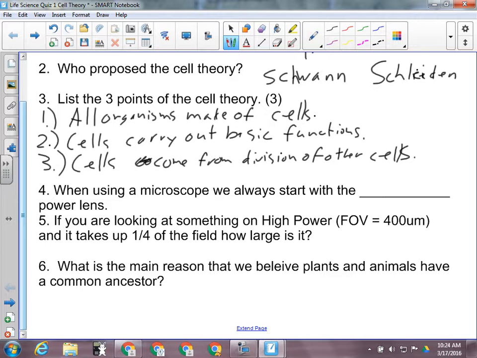Okay. Number 4, when you're using a microscope, you always start with scanning power lens. Number 5 requires no background knowledge in microscopy to answer correctly. It only requires you to be able to find 25% of 400, which is 100 micrometers. If they don't have units, it's wrong. 100 micrometers. You have to have UM, yeah.